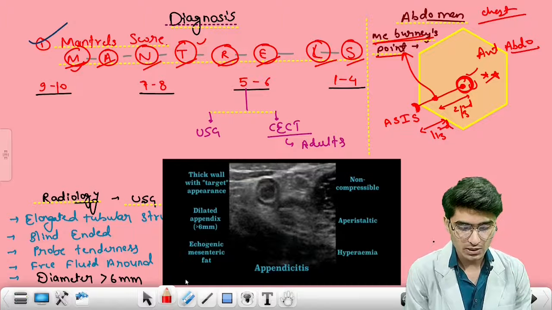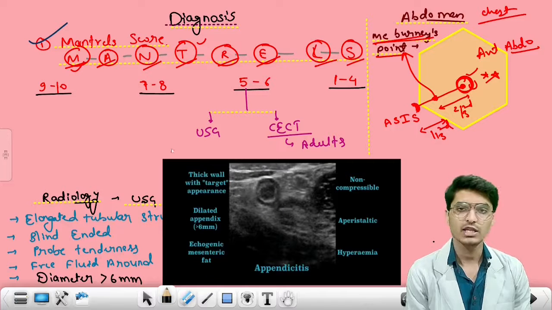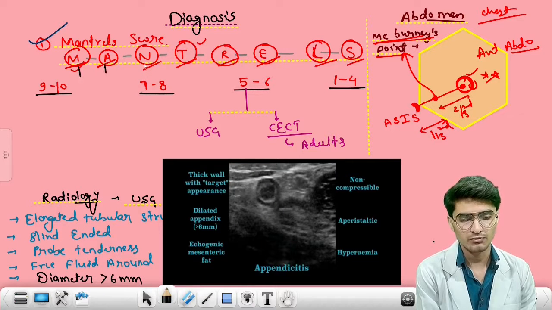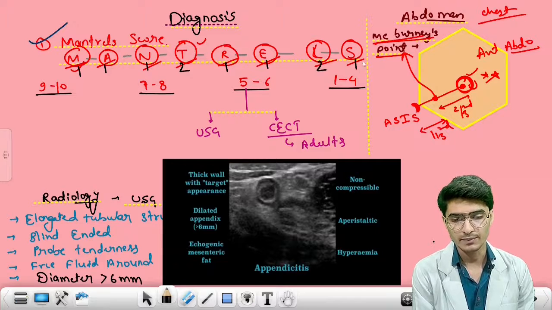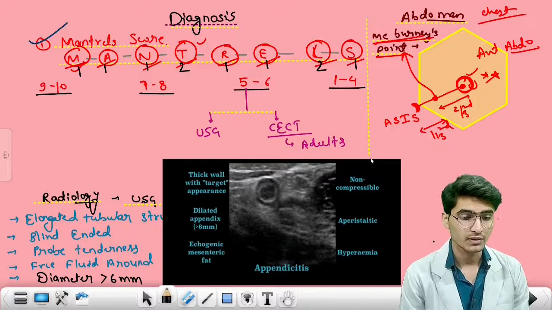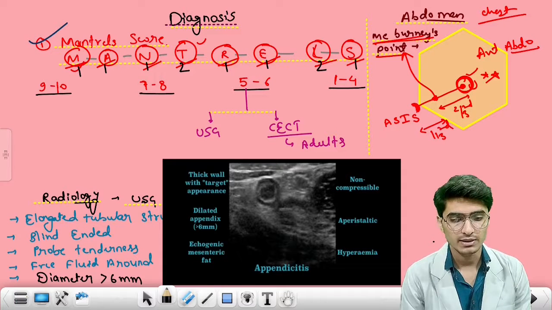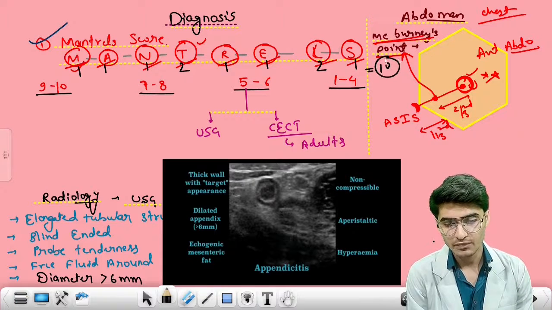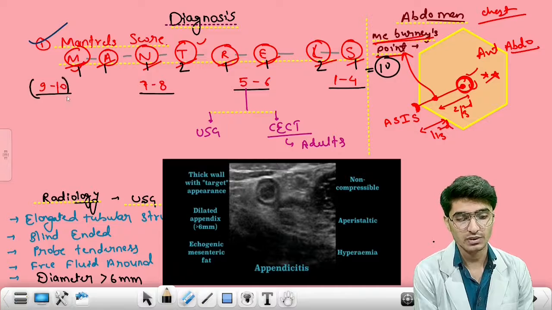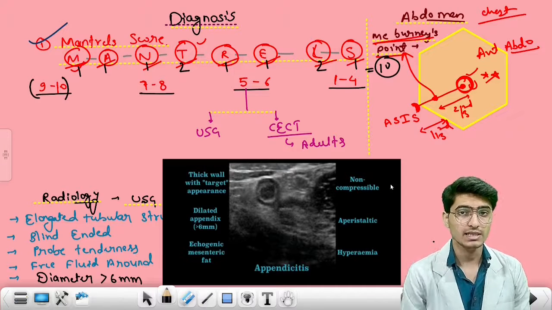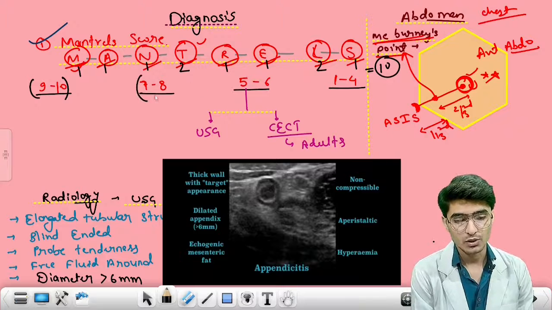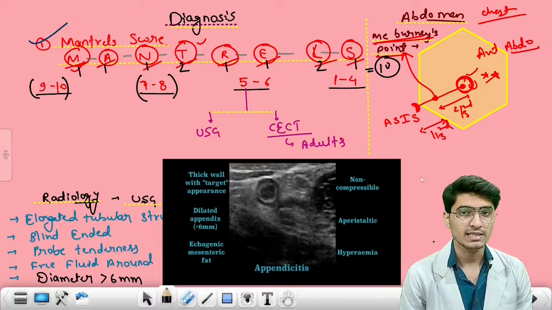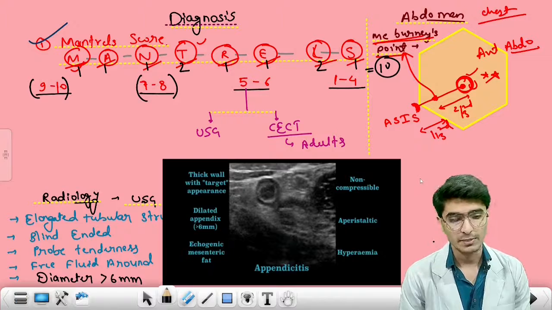Okay, and the total score comes out to be 10 here. Each item is given a score of 1 except tenderness and leukocytosis, which are given a score of 2. Out of the 10, if the patient has a score of 9 to 10, the diagnosis is highly likely with respect to acute appendicitis. If the score is 7 to 8, the diagnosis is likely with respect to acute appendicitis.